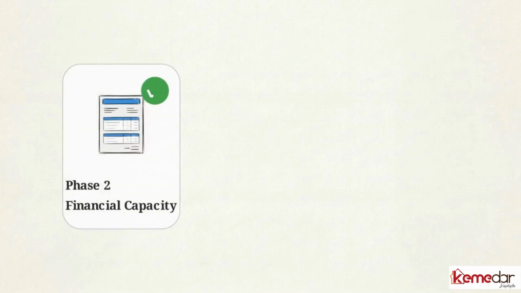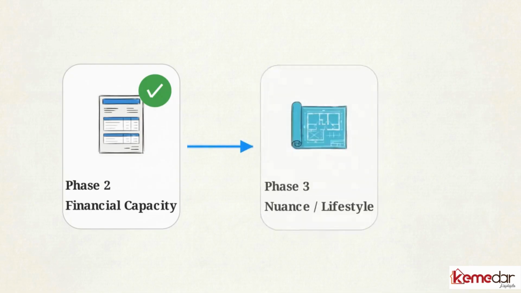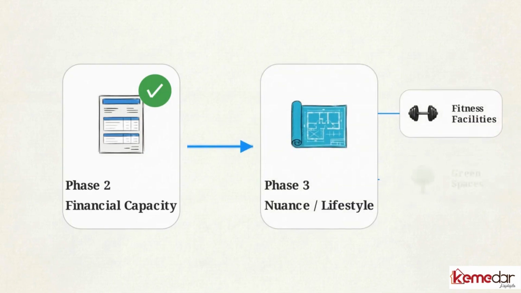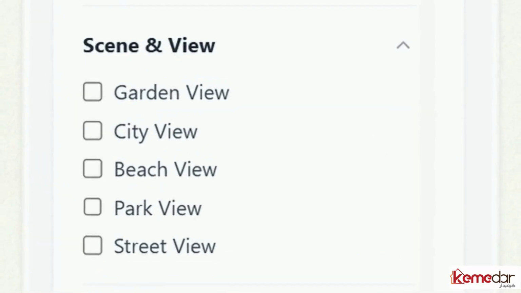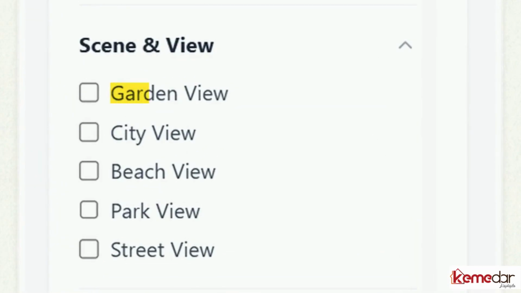With financial set, we move to the secondary phase, filtering for physical amenities and lifestyle requirements. Under amenities, check off your baseline requirements. If your routine requires a gym or a specific number of bathrooms, lock those in. Below that, define scenic preferences, like a garden view. Only select these if they are strictly necessary for your purchase.